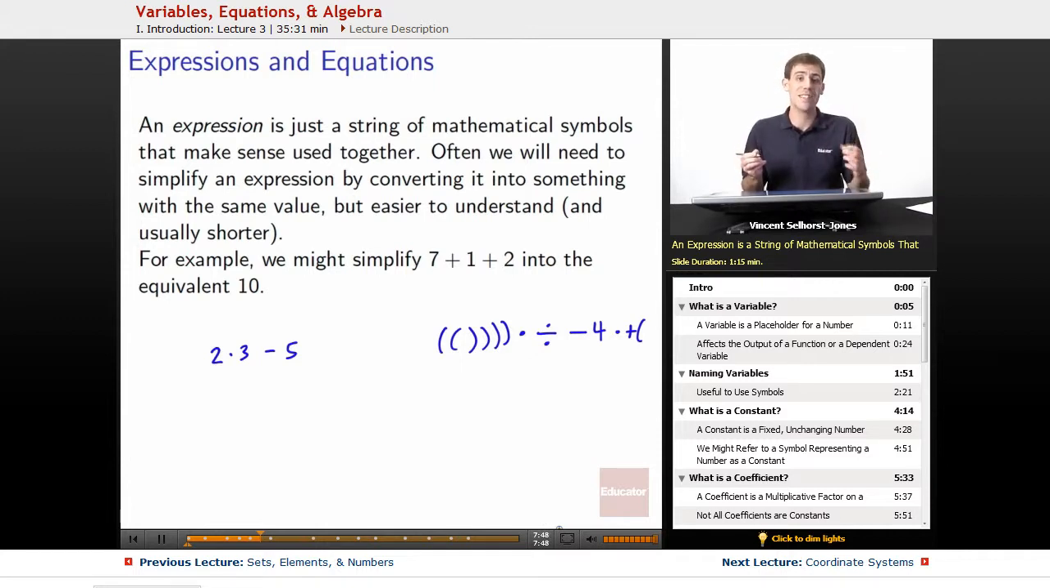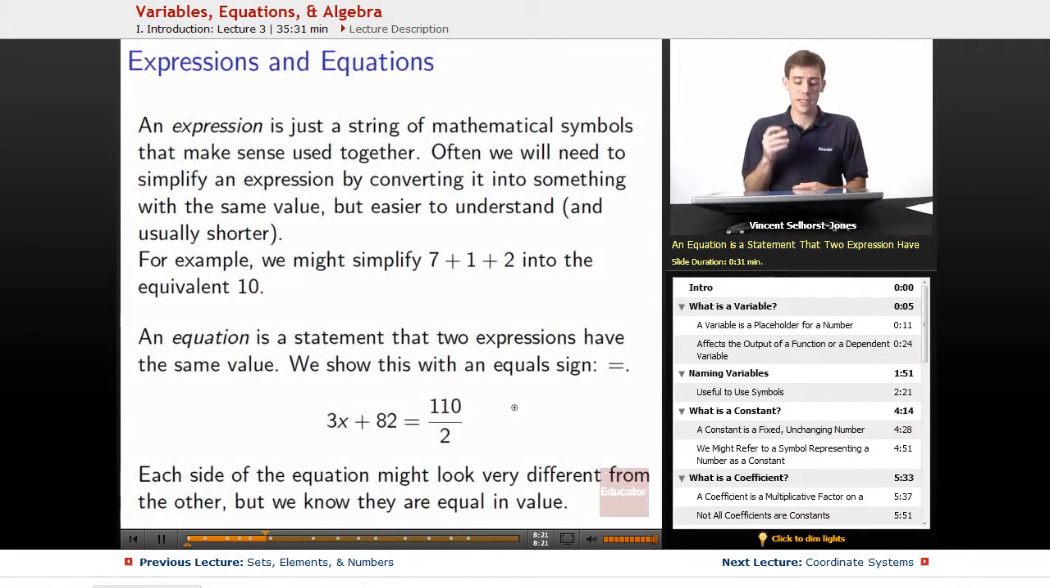So an expression has to make sense. That's one of the basic ideas behind it. Often we will need to simplify an expression by converting it into something that has the exact same value, but is easier to understand, and often is just shorter. For example, we might simplify 7 plus 1 plus 2 into the equivalent 10, right? 7 plus 1, 8, 8 plus 2, 10. So 7 plus 1 plus 2 has the same value as 10. They're different expressions, but they have the same value, so we can convert one to the other. We can simplify it if we want to.